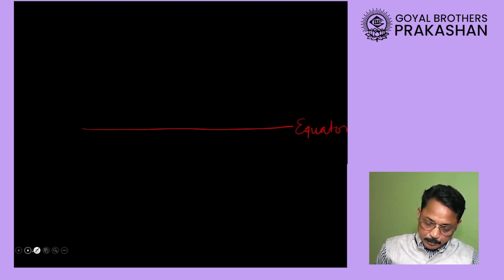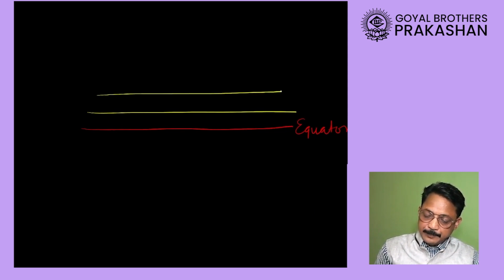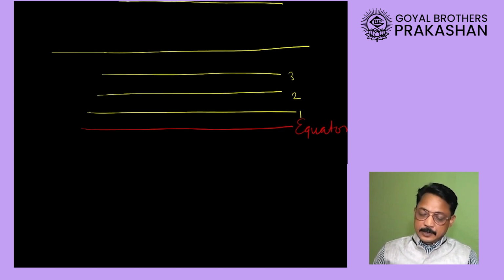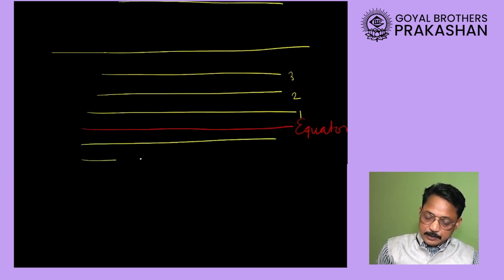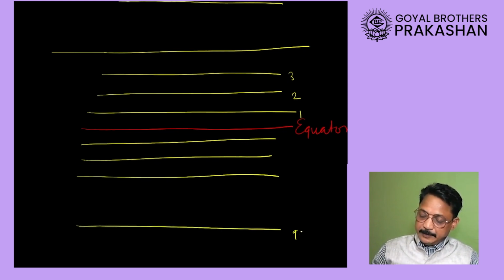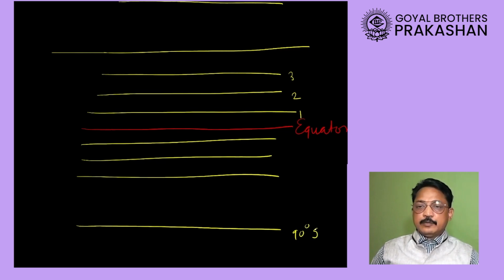Now you know very well that when we go northward, the number of the latitudes goes on increasing as we move northward. Suppose this is 1, this is 2, this is 3, and so on. You know very well we can go up to the number 90. Similarly, when we go southward, 1, 2, 3, 4, that way when we go to the southernmost side, that will be 90 degrees south. So we have 90 latitudes in the north, 90 latitudes in the south.